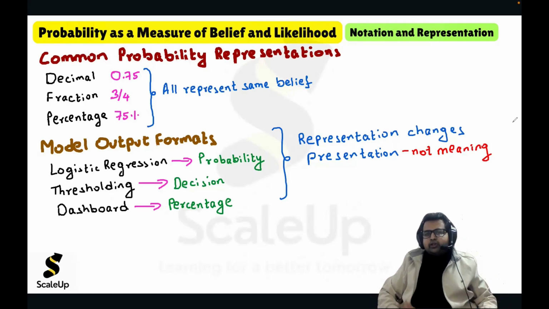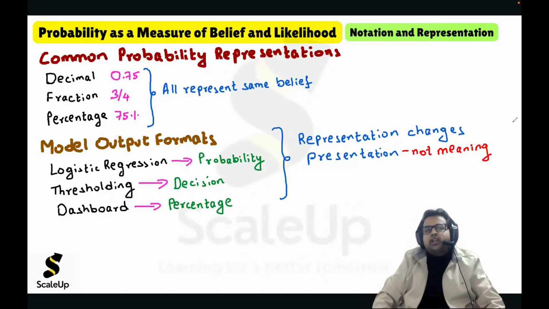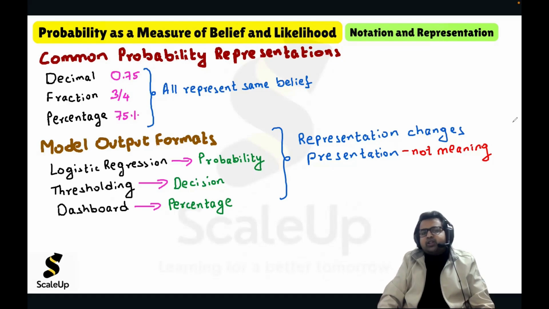So the idea is very clear. There are different ways of notation and representation. We can represent probabilities in different ways, and we can represent model output formats in different ways. Representation may change the presentation, but it will not alter the meaning. The meaning will be the same. So finally, we completed this lecture.